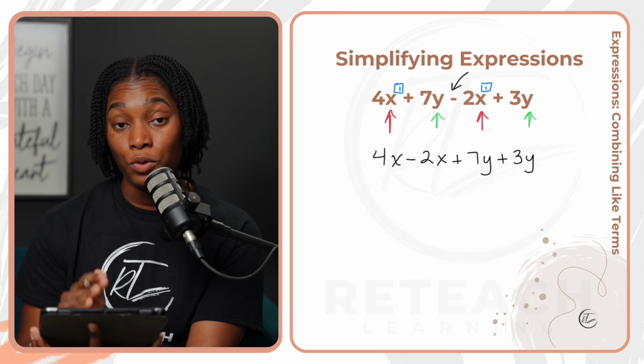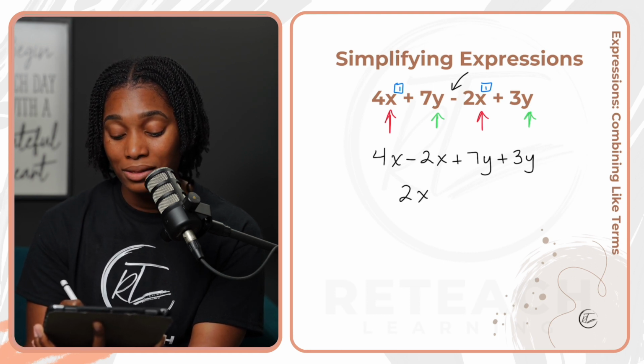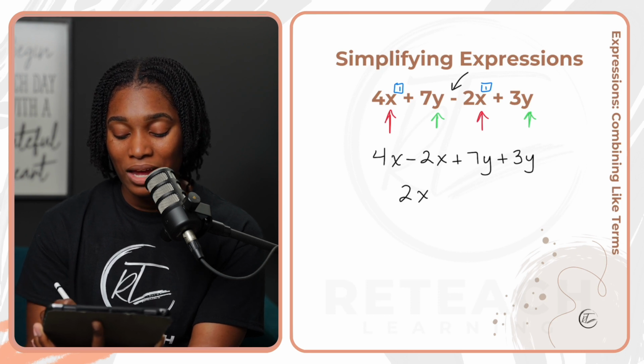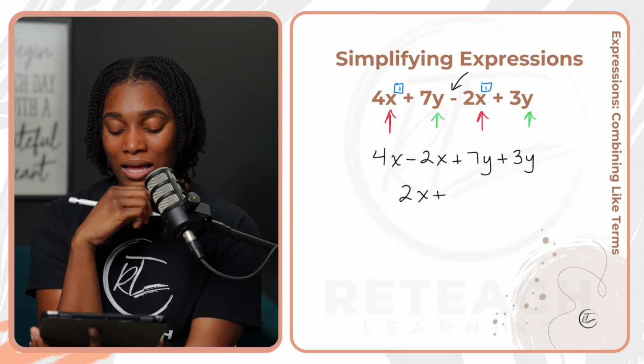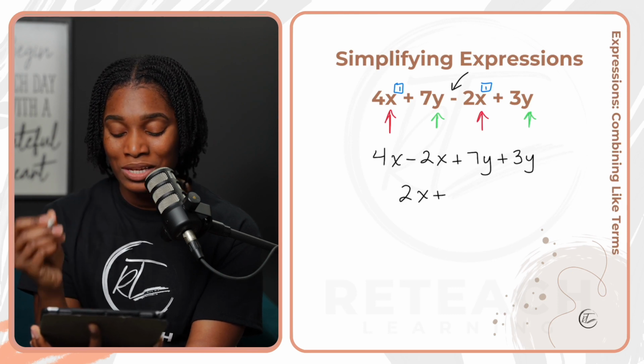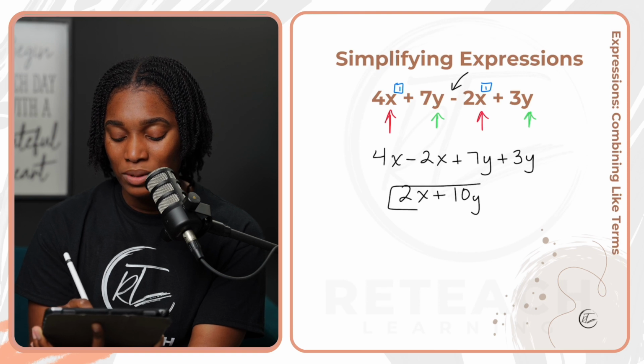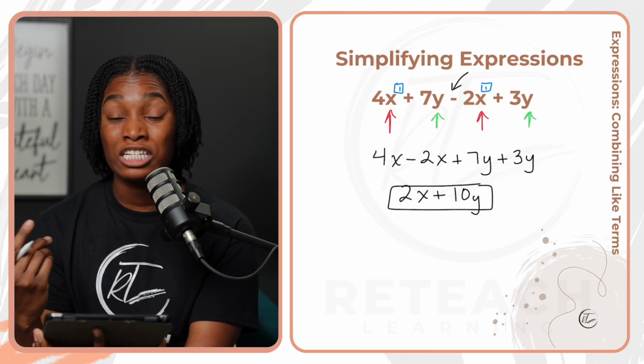All right. So what do I have in total? If I have 4 hats and I'm subtracting 2 of them, then I'll have 2 hats left. And then I have 7 shirts and I'm adding 3 more shirts. So I have 10 shirts in total. All right. So this is how I simplify the expression.